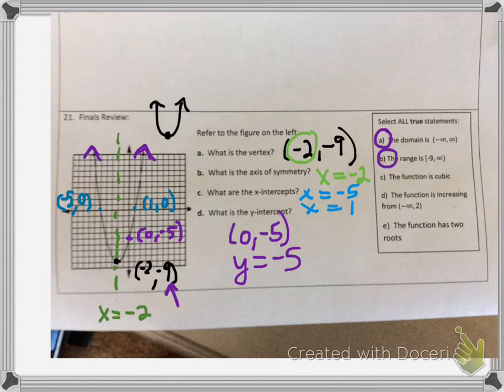Part C, the function is cubic. Remember, parabolas are always x squared. Cubic would be x to the third, so that's false.